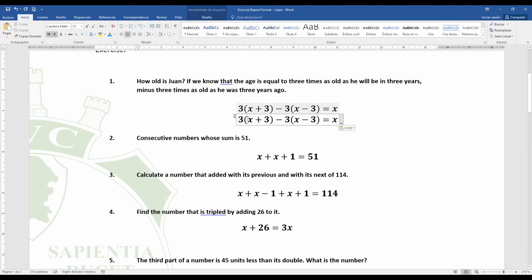Here, you need to multiply, you need to carry out the indicated operation. So here is 3x plus 9. 3 times x, 3 times 3. Here 3x plus 9. Minus 3 times x, minus 3 times minus 3.